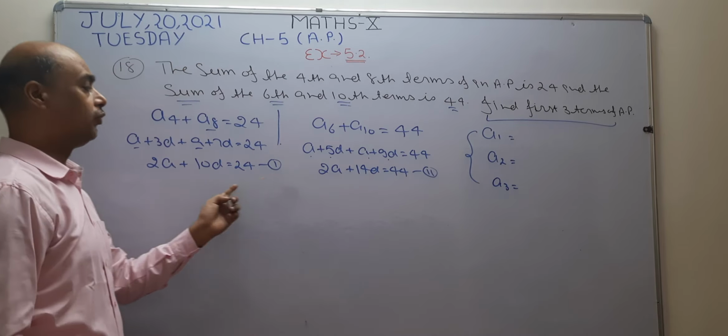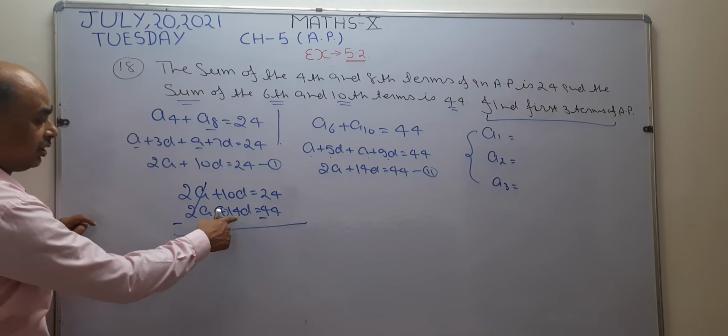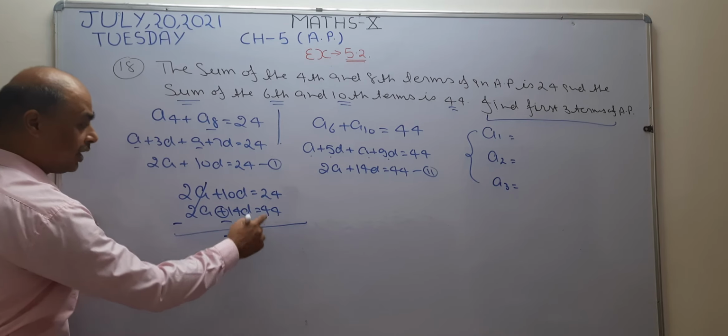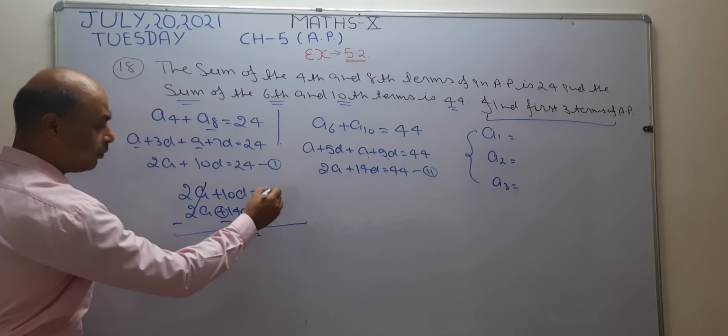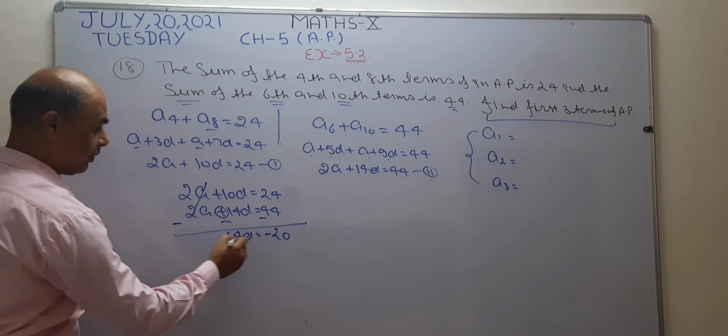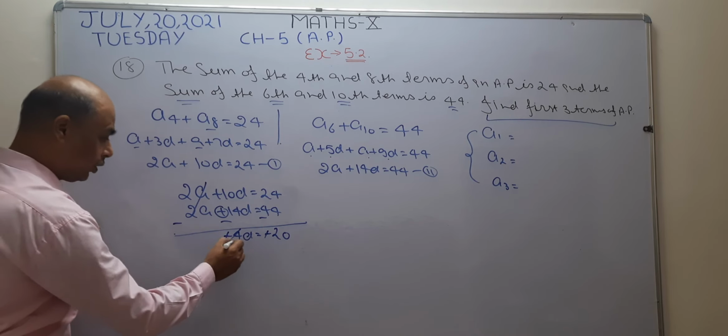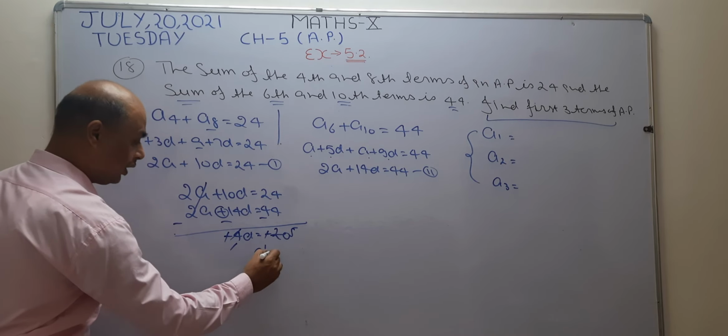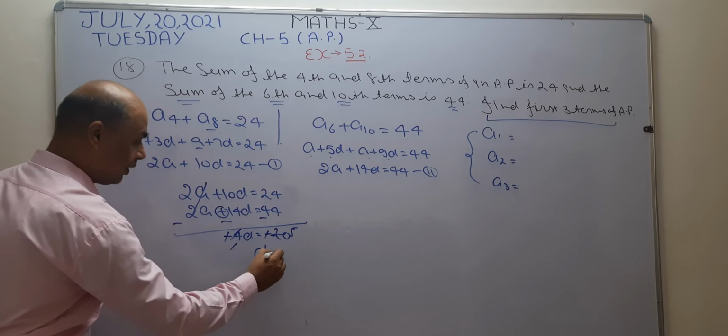This is going to cancel. Now see, plus minus minus, minus 4d is there. Again plus minus minus, so 44 minus 24 becomes minus 20. Minus is going to cancel with minus. 4 ones are 4, 4 fives are 20, so the value of d becomes 5. Now what is the next term?